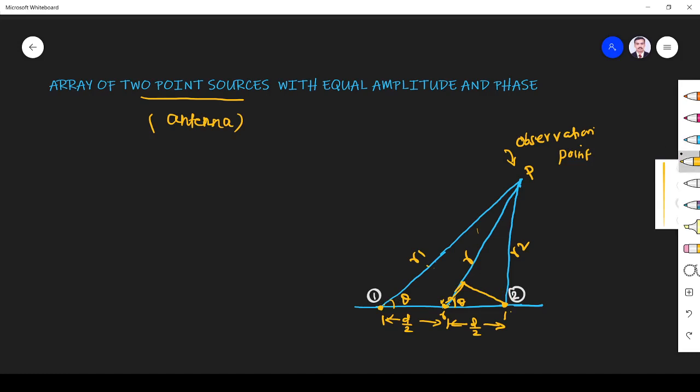So we know that the sun radiates, fine, and the distance between the sun and the earth is too long, right? So the sun appears like a point, though the size of the sun is much bigger. Like that, if we observe something far away from the radiating source, then the source becomes a point source. That's why here the point P is too far from antenna 1 and 2. So antenna 1 and 2 become point sources, right?